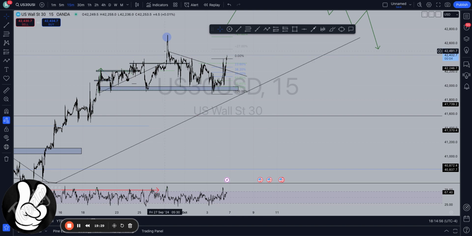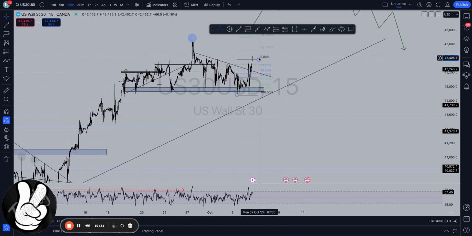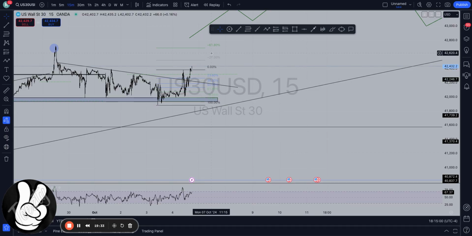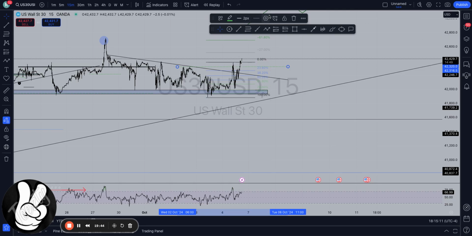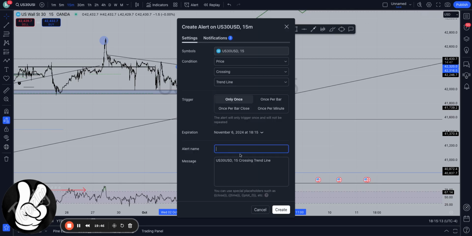But we did break this trend line, so I want to see if it comes back to retest this and then continue to push up. So I have an alert right here. This is my retest area. Watch price here. Watch price, yeah.